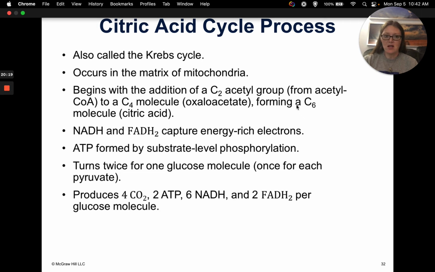Those 6 still have to end up somewhere in the products. A lot of them, well, all of them eventually get released as carbon dioxide. NADH and FADH capture any electrons that the cell needs. And ATP is formed by something called substrate level phosphorylation. It's a really fancy term.